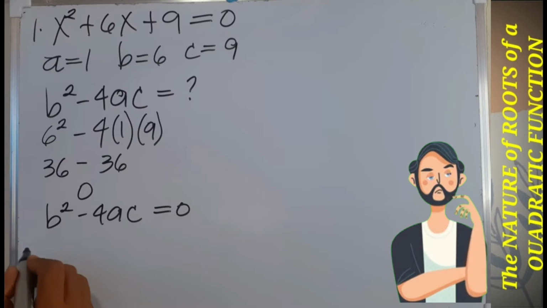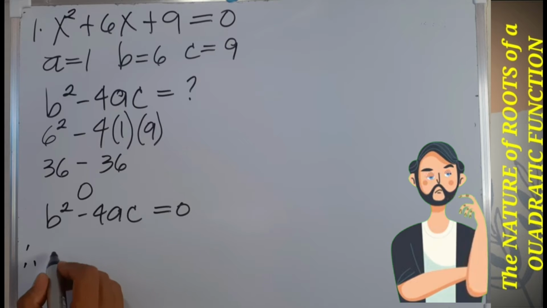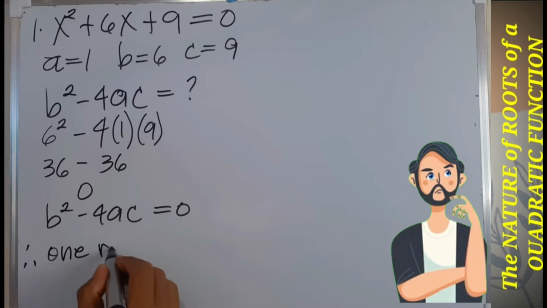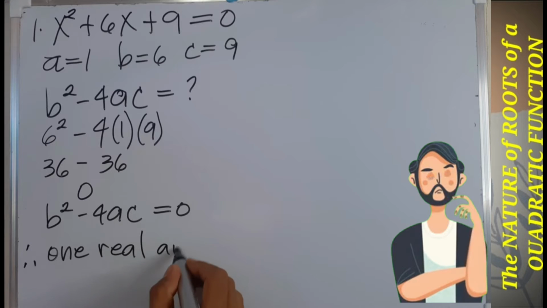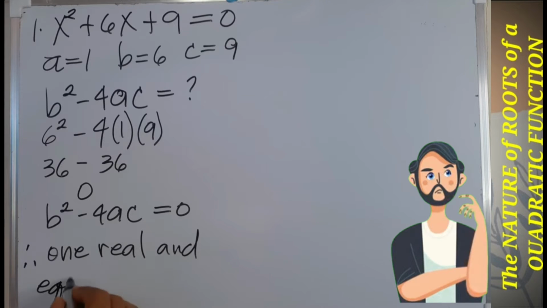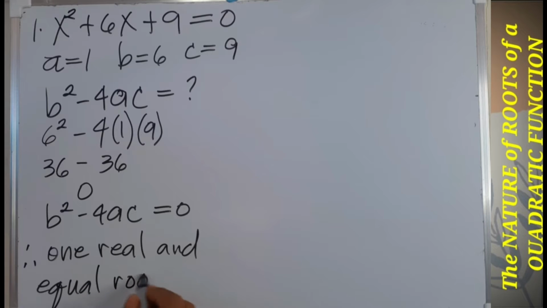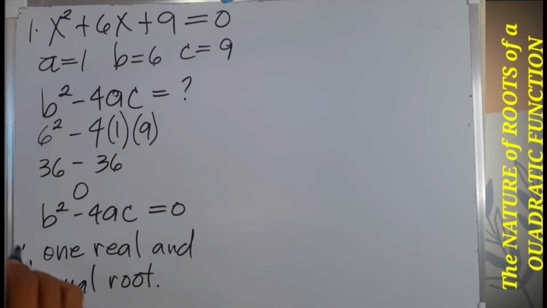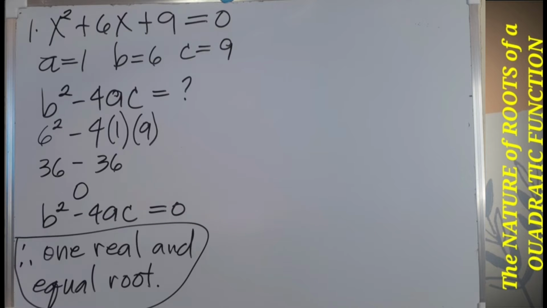Meaning, the quadratic equation has one real and equal root. So the nature of the root of x squared plus 6x plus 9 is one real and equal root. To prove that the discriminant is correct, let us solve for the two values of x or the roots.